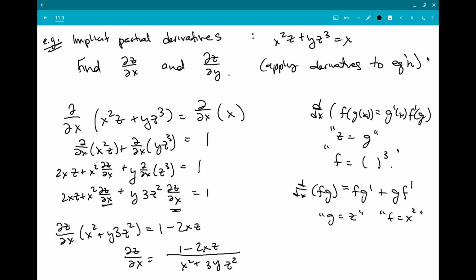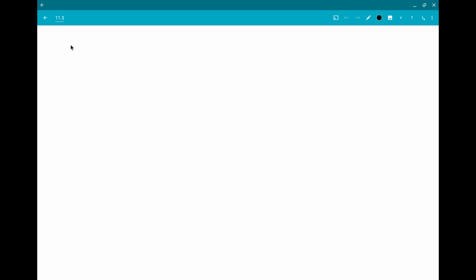Okay, so let's go ahead and do the exact same thing. I'll be a little bit quicker this time for dz/dy, just so that you have more practice with it. So my x squared z plus y z cubed equal to x, and I'm looking for dz/dy. And maybe you could go ahead and just try this one on your own to check if you understand it. Pause here, skip to the end of this video, and check your answer. But I'm going to talk through it in case it was a little sketchy the first time.